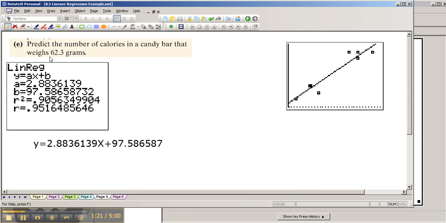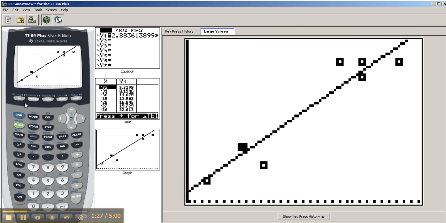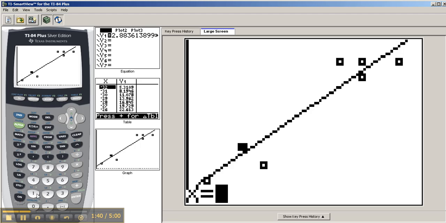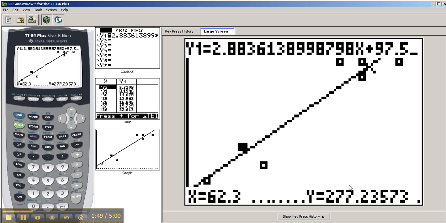in this particular case we want to enter 62.3 for x and have it calculate y for us. So to do that, we're going to go second and then calc. Second, calculate, which is the trace key. So second trace key gives you the calculate menu, and we're going to choose option 1, which is value. And it's asking us at the bottom here for an x value. So we're going to type in 62.3 and hit enter.